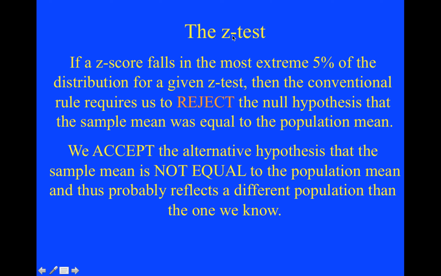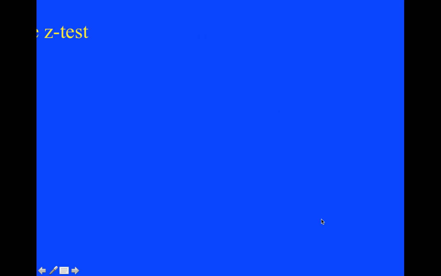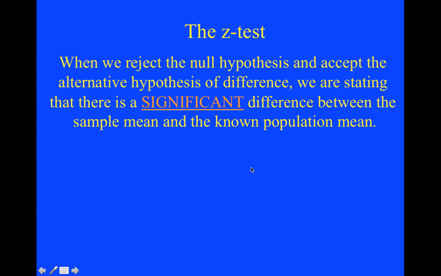So we would, in this case, accept the alternative hypothesis that the sample mean is not equal to the population mean, and thus it probably reflects a different population than the one we know, the national population in this case. When we reject the null hypothesis and accept the alternative hypothesis, what we are stating is that there is a significant difference between the sample mean and the known population mean.